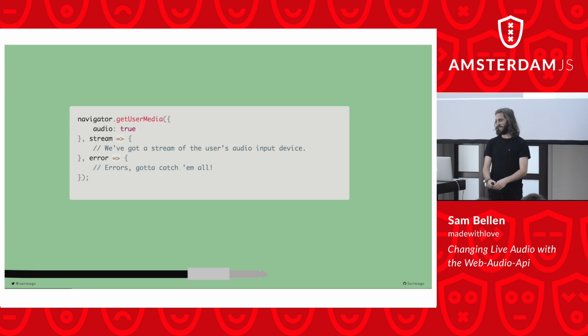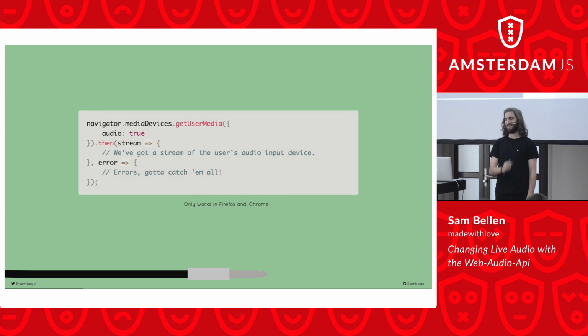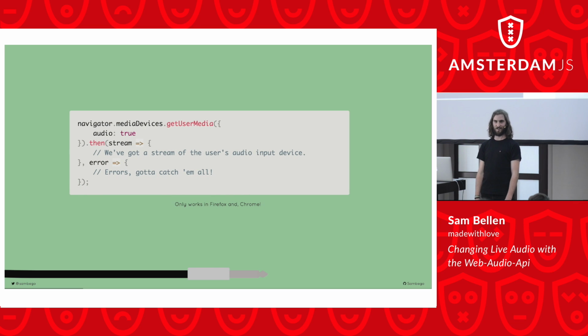To get the input, you can use navigator.getUserMedia, which will return a stream of audio. You can also get your webcam if you want, but for a guitar, we don't need that. This is deprecated and can now be found under mediaDevices, but that only works in Firefox and Chrome. So if you want to support older devices, still use the old deprecated version. I don't, because I don't like older devices.